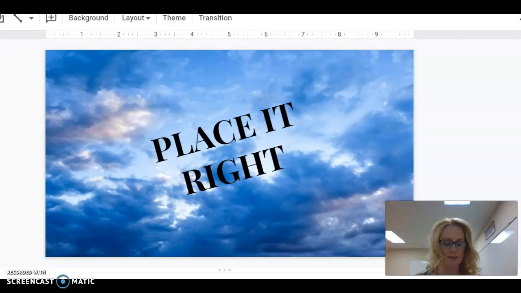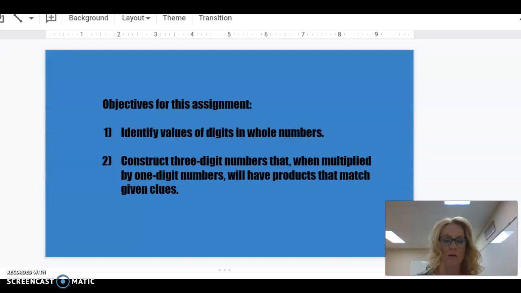Well, place it right. Today we'll be using estimation to help us solve three-digit multiplication problems. Remember, it is okay if you don't get the correct answer the first time. So the objectives for this assignment: number 1, identify values of digits in whole numbers. Number 2, construct three-digit numbers that, when multiplied by one-digit numbers, will have products that match given clues.